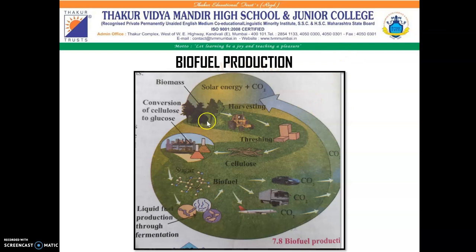Over here you can see in this picture the biomass is harvested and threshing is done, and the cellulose which is collected is converted into glucose. This glucose, or the sugar content, is broken down with the help of chemical reactions. The resulting products are then refined to produce the fuel that can be used in different vehicles. And when the vehicles use this fuel, carbon dioxide gas is released, which is sent back to the atmosphere.